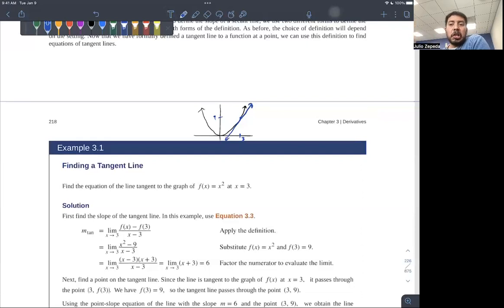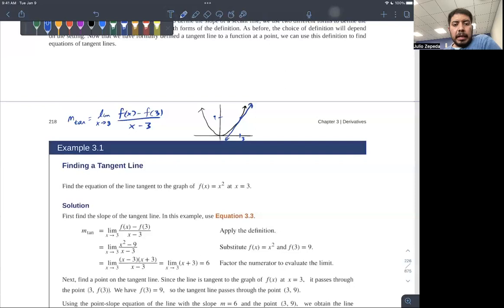And so how do we find the slope of this line, first of all? This is what we just talked about. The slope of this tangent line is going to be the limit as x approaches our value a, which here is 3, of f of x minus f of 3 divided by x minus 3.